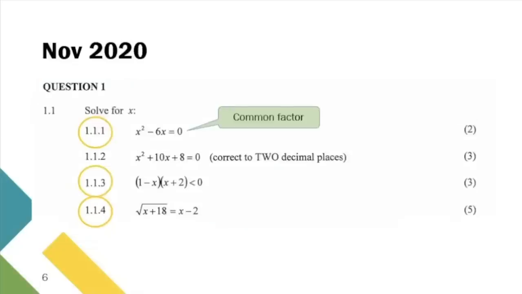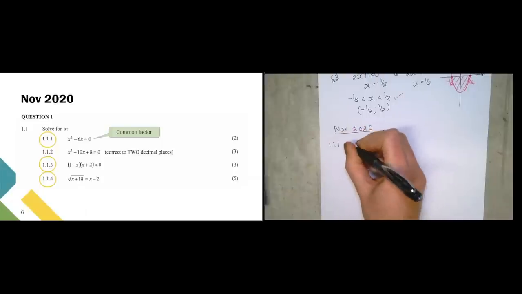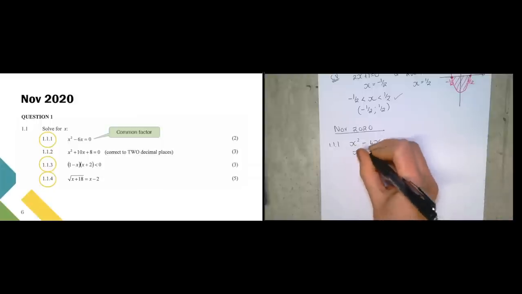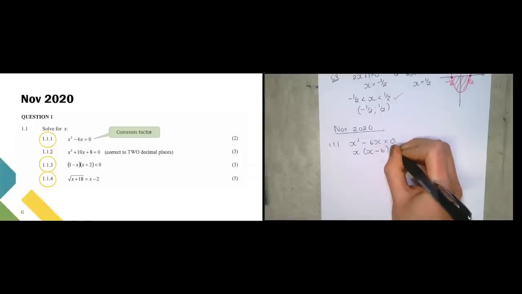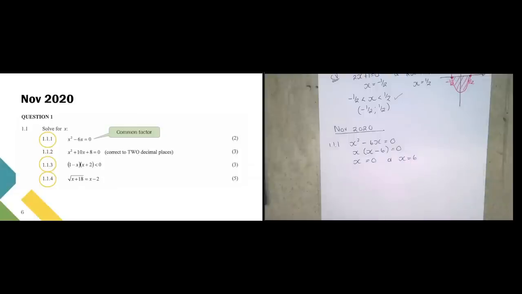If we look at the 2020 paper, first question for 2020, they're giving me, for the first time, not a trinomial like the previous 2 years. They're asking me x squared minus 6x equals 0, and that is a common factor. So if you take out your x, it's x and the bracket is x minus 6 equals 0, which means x is equal to 0, or x is equal to 6. You see it only counts 2 marks, a mark for the factorization and a mark for both answers. 1.1.2, x squared plus 10x plus 8 equals 0. Once again, our clue is there, correct to 2 decimal places, quadratic formula.